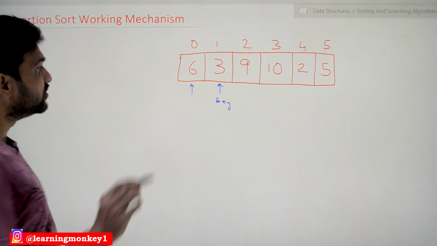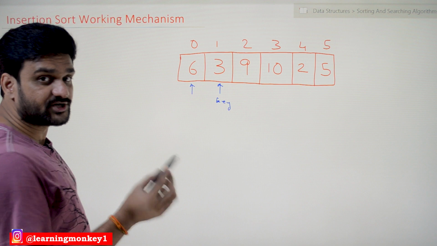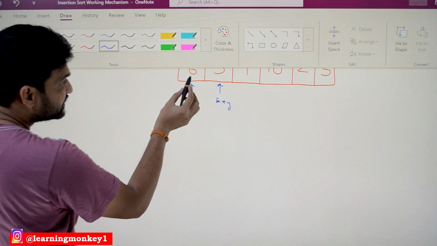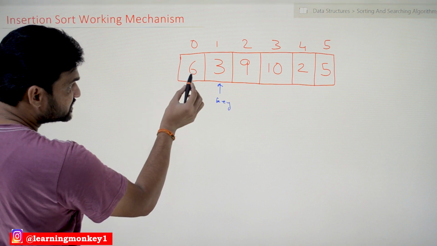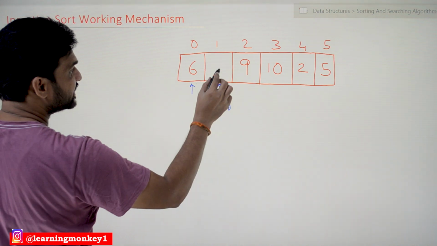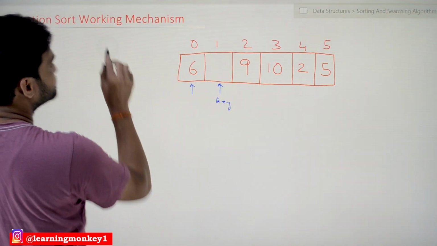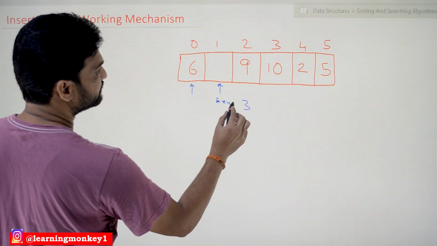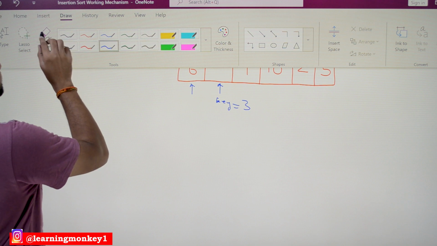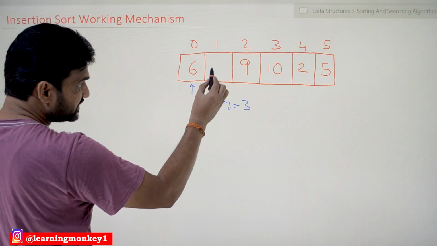As of now, is 6 greater than 3? Is it true? Yes, it is true. So now what we have to do? We have to shift this 6 to this position. We will erase this because it is taken; the key element is 3, and we have taken it out. Is it true? Yes, it is true. So the 6 will be here.